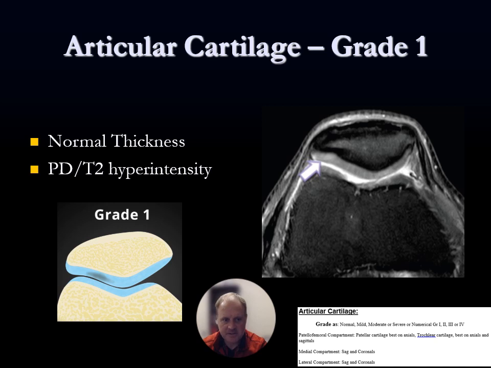Showing you some abnormalities, emphasizing grade 1 is normal thickness, but there may be some PD or T2 hyperintensity looking like this. And this is a soft finding. I think if you saw this, maybe you wouldn't say anything, and that would be fine. But if you think there is some hyperintensity there, that would be grade 1 or the most mild form of chondromalacia.